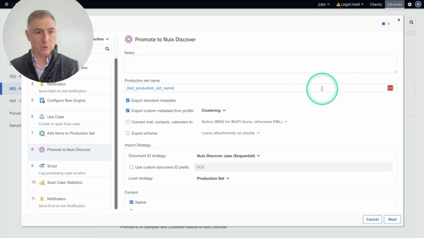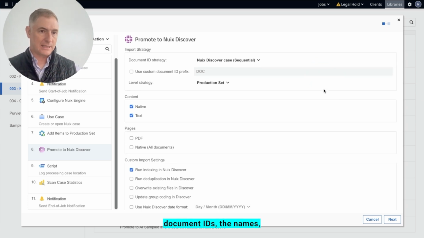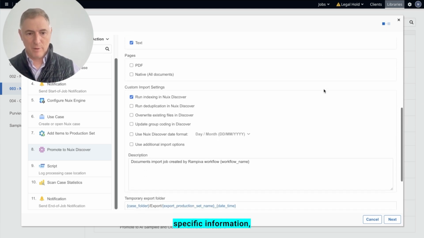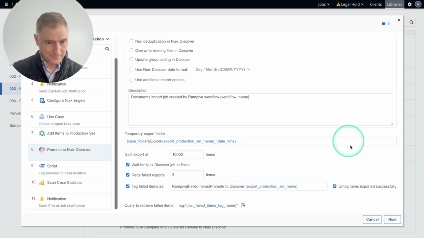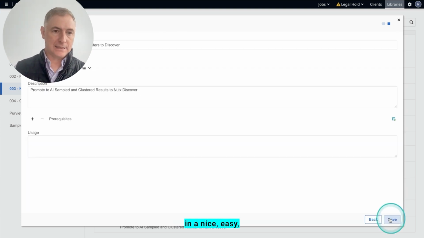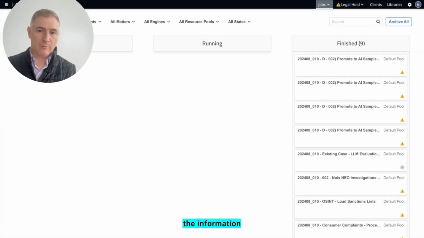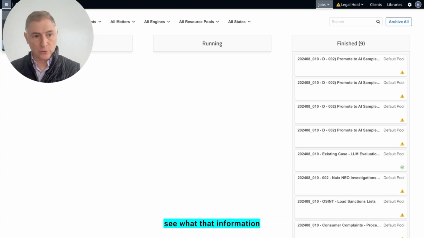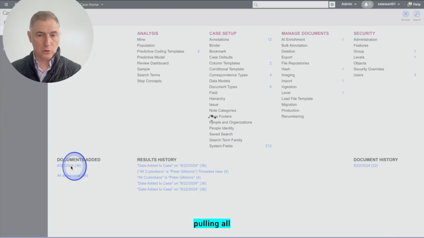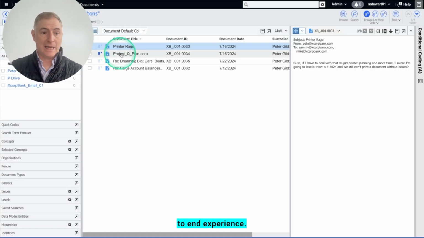But now ultimately I need to promote it to Discover, and I want to do that in a consistent, easy and automated fashion, including everything like the clustering, the document IDs, the names, any of that specific information, such that I can continue my review. And again, all of this in a nice, easy, automated fashion. So that job will run, the information will be pushed up, and then I'll quickly jump into Discover and see what that information looks like. Again, pulling all of these elements together into the broader Nuix Neo end-to-end experience.